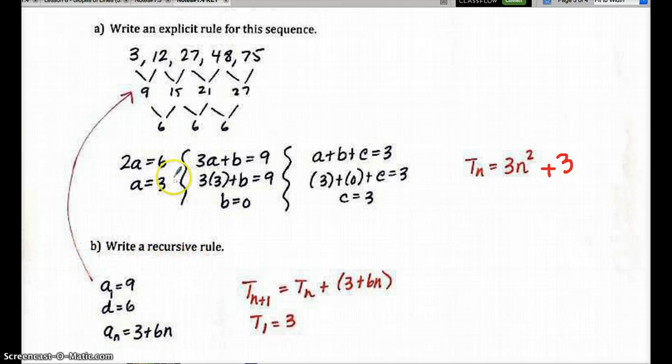What's our recursive rule? Well, we have a common difference of 6. We have this first term here of 9. So we have our 6n. If you plug in a 1, what do you do to get to 9? You have to add 3, so that's our linear relationship. We identify what our first term is. Therefore, identifying into the recursive relationship, t sub n plus 1 equals t sub n plus 3 plus 6n. And that's it.